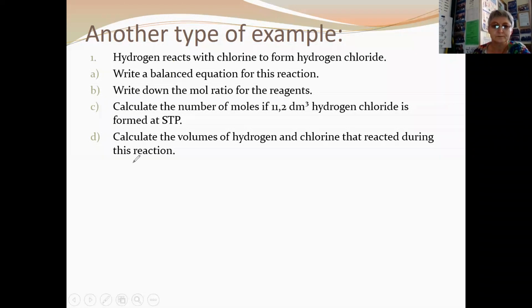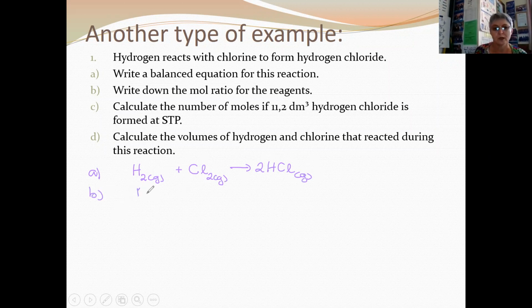So first of all, to write a balanced equation, we say hydrogen, which is a diatomic gas, plus chlorine, also a diatomic gas, it will form 2 moles of hydrogen chloride, a gas. So for B, we write down the mole ratio. So 1 mole hydrogen will react with 1 mole chlorine to produce 2 moles of hydrogen chloride.